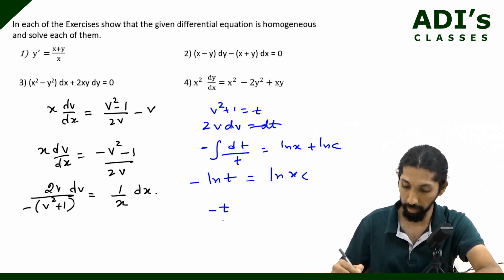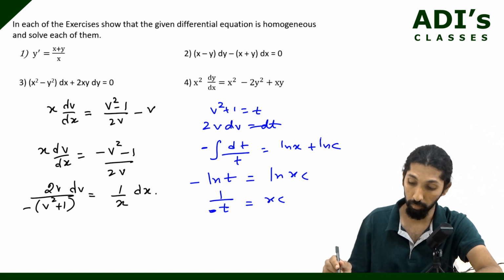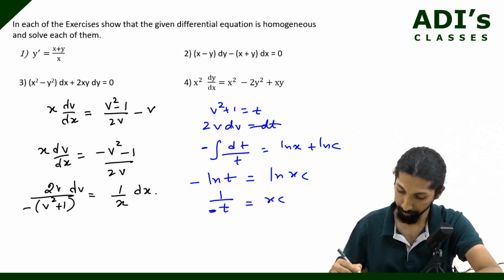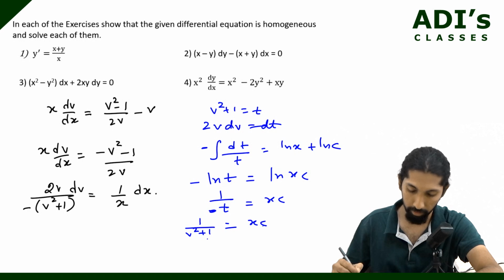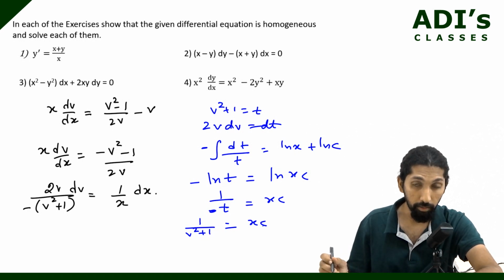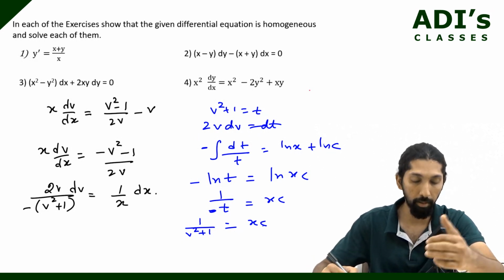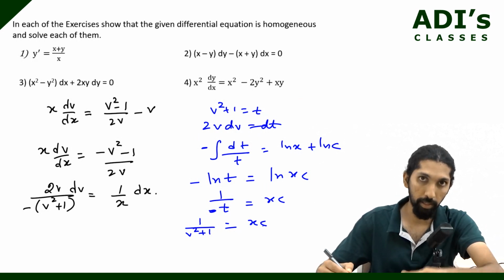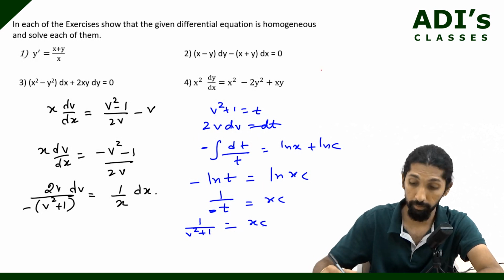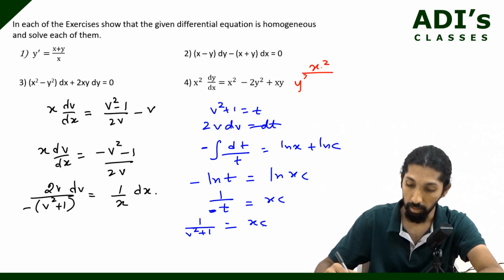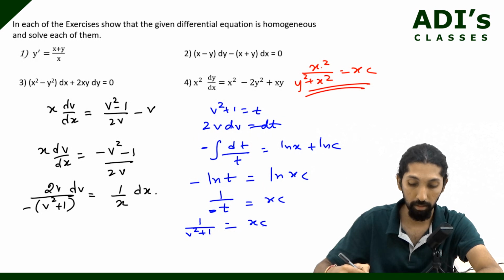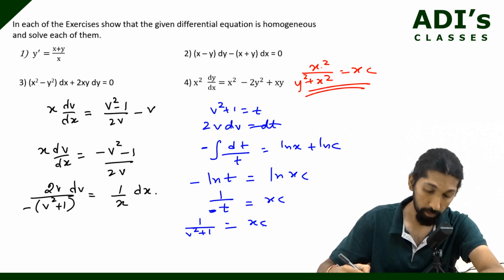Or you can also write minus t, right? So see, you can write minus t, or you can say 1 by t. 1 by t is equal to x into c. But what is t? t is v square plus 1. 1 by v square plus 1 is equal to x into c. Now, what is v? y by x. Correct? That's a final substitution. So, when you take v as y by x, you can write 1 by v square as 1 divided by y square by x square, right? So, if you take LCM and if you solve it, you'll get x square by y square plus x square is equal to x into c. So, this is the answer for the third question.